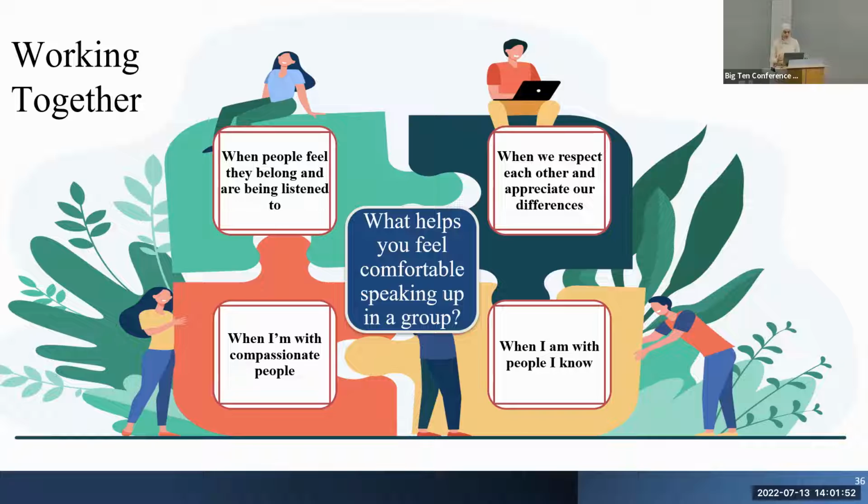One comment was that it helps people feel comfortable in speaking up in the group when people feel that they belong and they're being listened to. Also, another person shared that we respect each other and appreciate our differences. So we discussed this with the group, and also we made sure that we're going to include this in our next meetings as well within the ground rules.